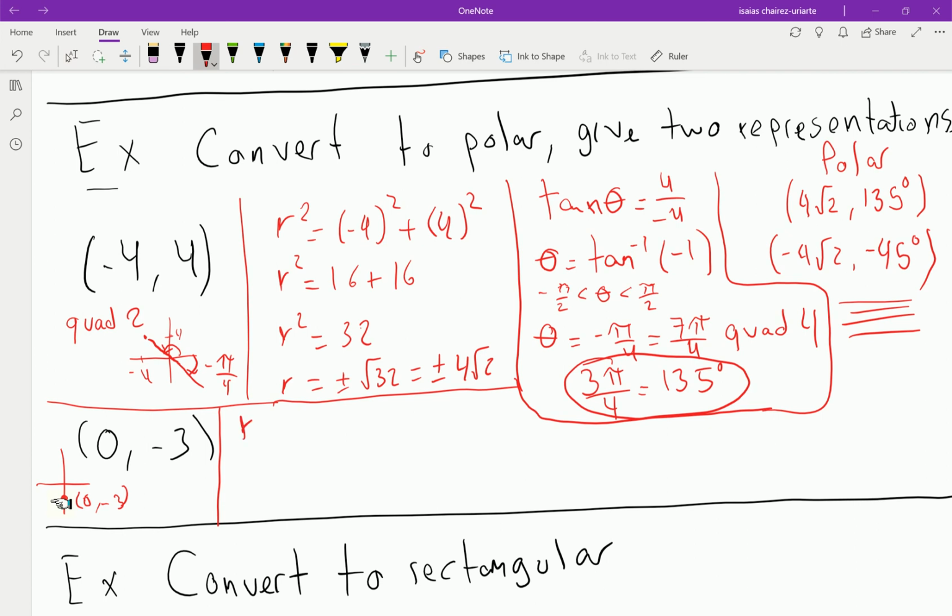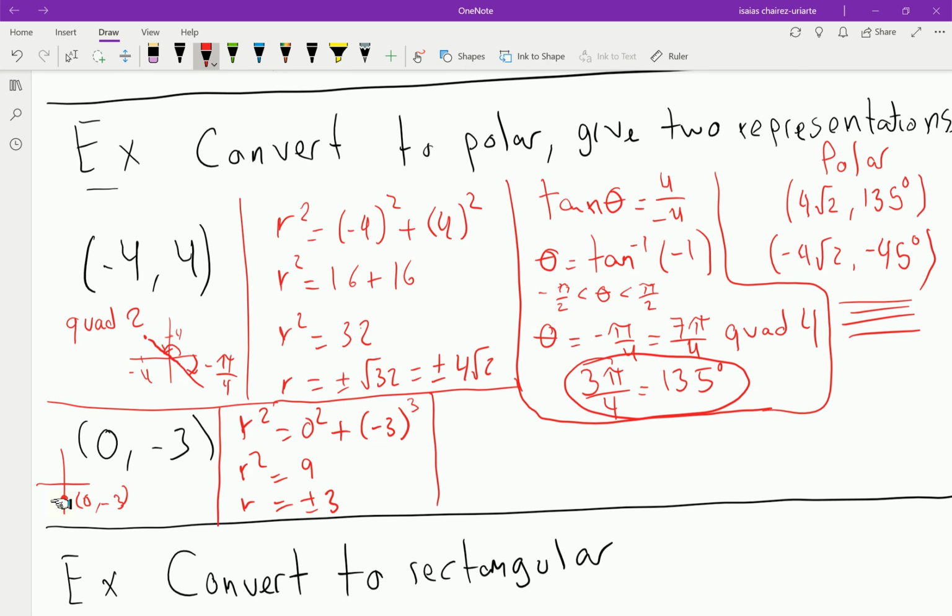Okay, let me find the radius. So r squared is going to be 0 squared plus negative 3 squared. Well, that says that r squared is equal to 9 and r is equal to plus or minus 3. So I have found the radius. It's 3 or negative 3.